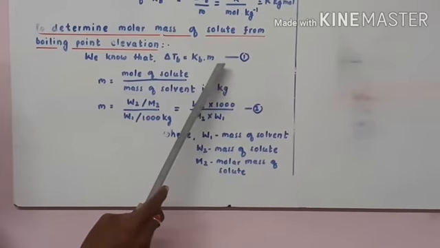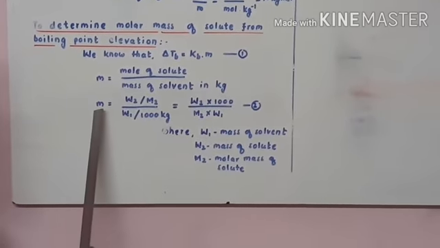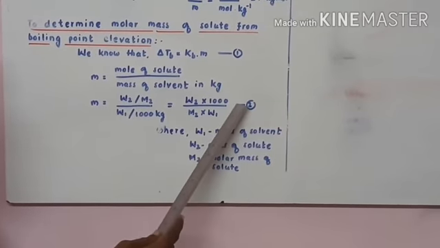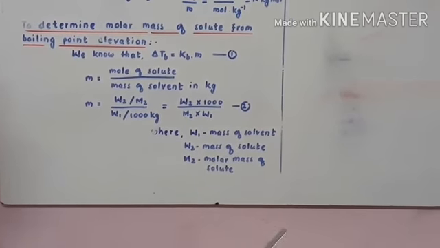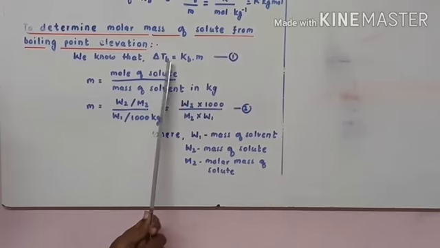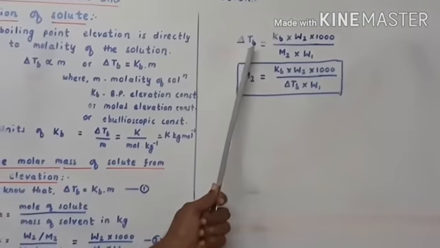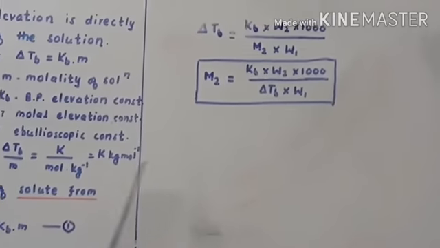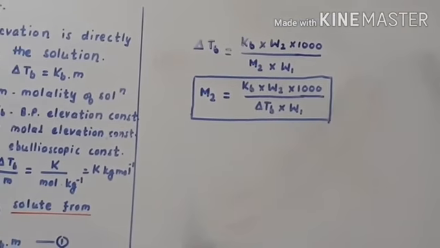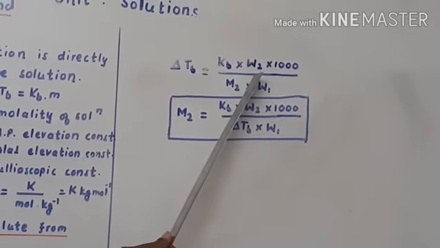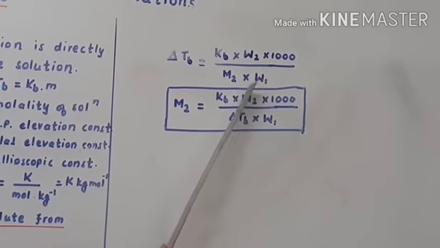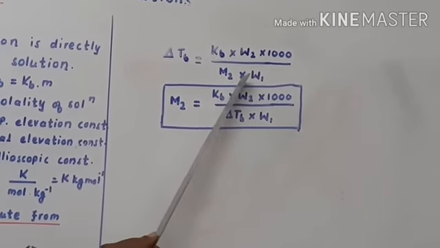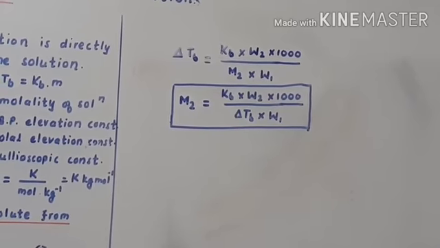So delta Tb is equal to Kb into m. So put here value of m. From these two equations we will get delta Tb is equal to Kb into, put here value of m, W2 into 1000 upon M2 into W1.